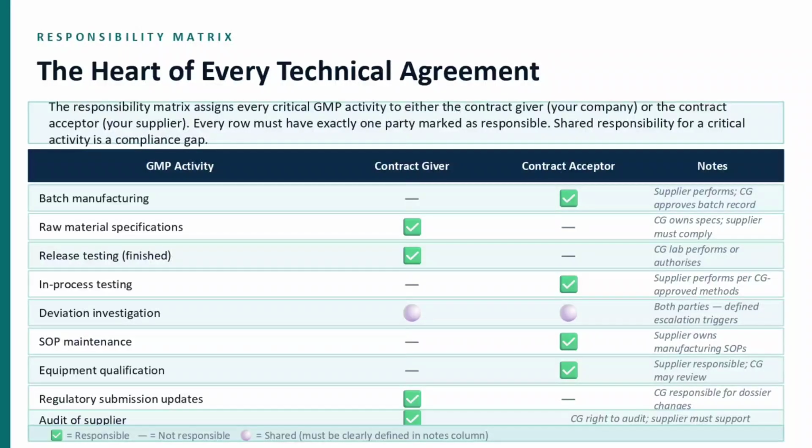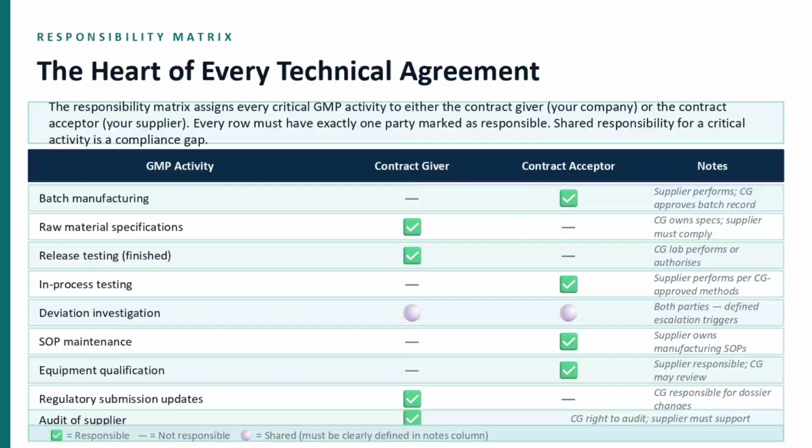The responsibility matrix is a table where every row is a specific GMP activity, and the columns define whether the contract giver or the contract acceptor is responsible for that activity. The rule is simple: every critical activity must have exactly one responsible party. One tick in one column per row for every critical task. Looking at the example on this slide, batch manufacturing. The contract acceptor, the supplier, performs it. But the contract giver must approve the batch record before release. One party performs, the other approves.